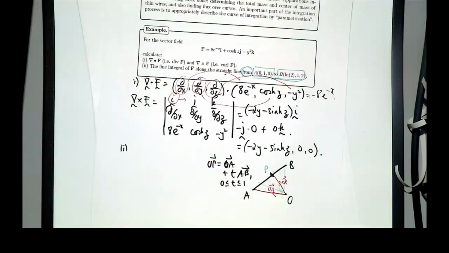Now, is this the only way of describing the line segment from A to B? Can anyone think of another way of describing it, using a parameter t or lambda or something? I think in first year you did lambdas, right? Do you think there's more than one way of describing it? Yes. There are an infinite number of ways.